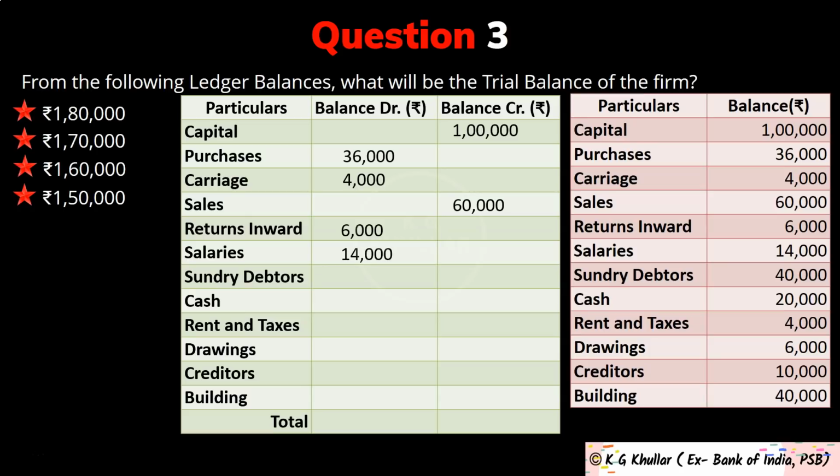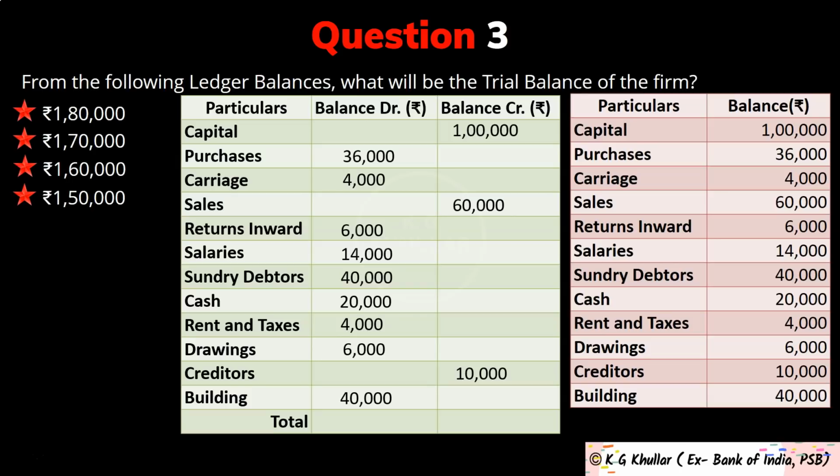Then next we have salaries. This is also an expense for the firm, so it will come under debit side. Then next we have sundry debtors. Now this is amount that we will receive in future, so as per rules it will come under debit side. Then next we have cash. It will also come under debit side. Then next we have rent and taxes, which are expenses, so it will come under debit side. Then we have drawings. This will also come under debit side. Then we have creditors. These are our liabilities, so it will come under credit side. And finally we have building, which is an asset, so it will come under debit side.